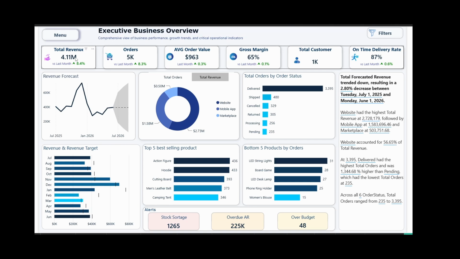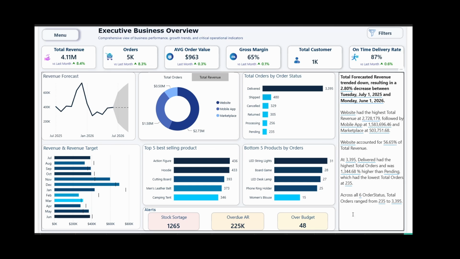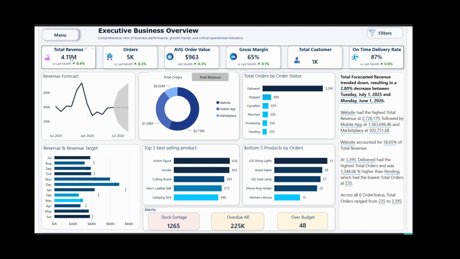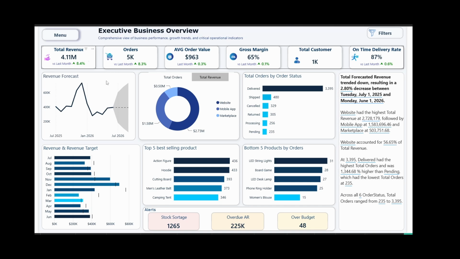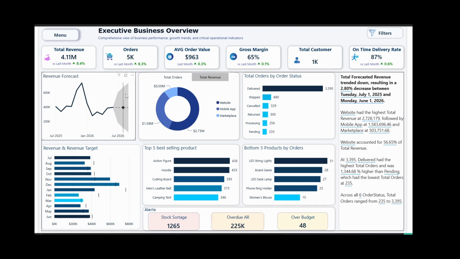This page is designed for business owners, executives, or managers who want to understand the overall business performance in just a few seconds. Instead of opening multiple files, they can come to this page and immediately see what's happening across the business. At the top, I include the KPIs: total revenue, total orders, average order value, gross margin, total customers, and the on-time delivery rate. This helps management understand sales, profitability, customer growth, and delivery performance in just a few seconds.